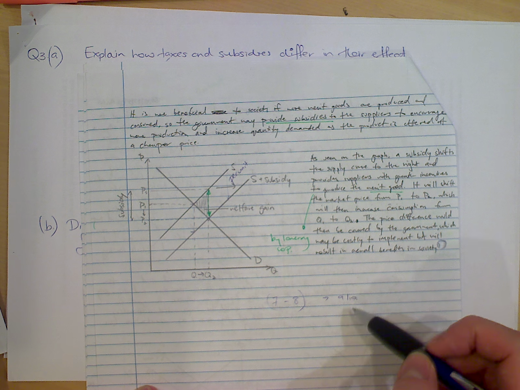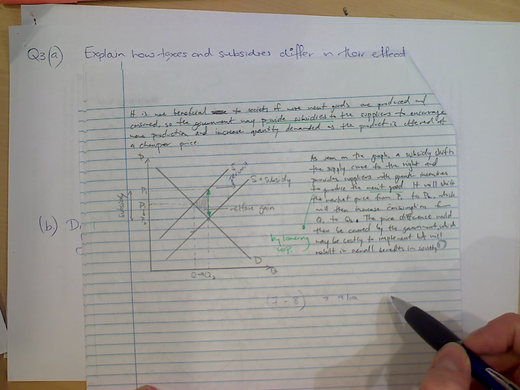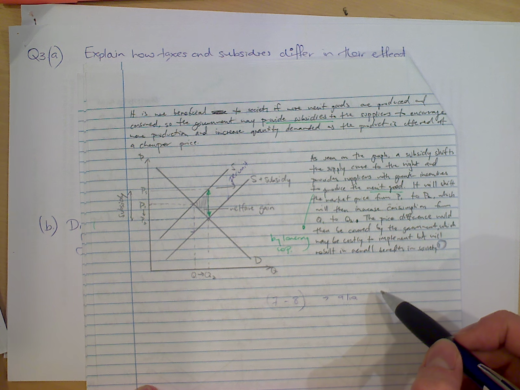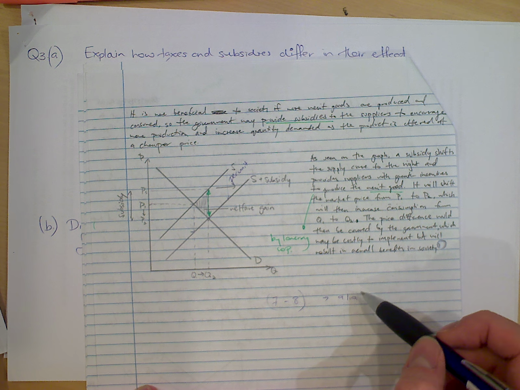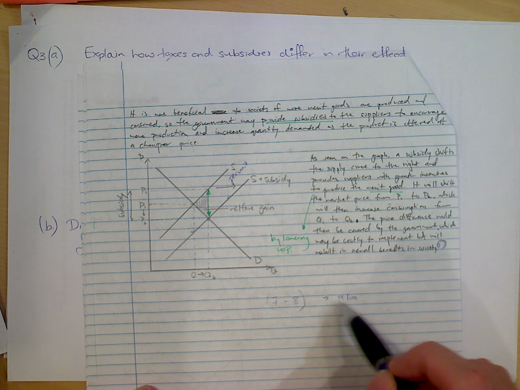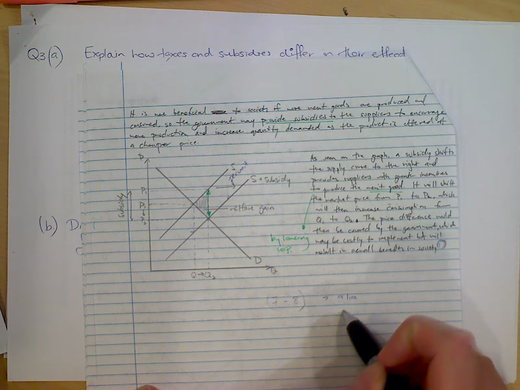So you might use the words like positive and negative externalities. You might mention types of taxes, specific taxes and ad valorem taxes, and the detail that you might need for this. Okay, so that's just part A.